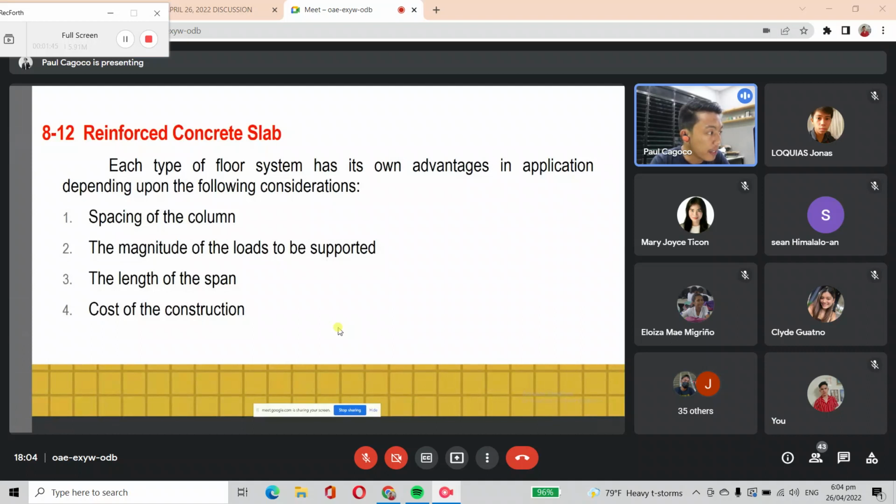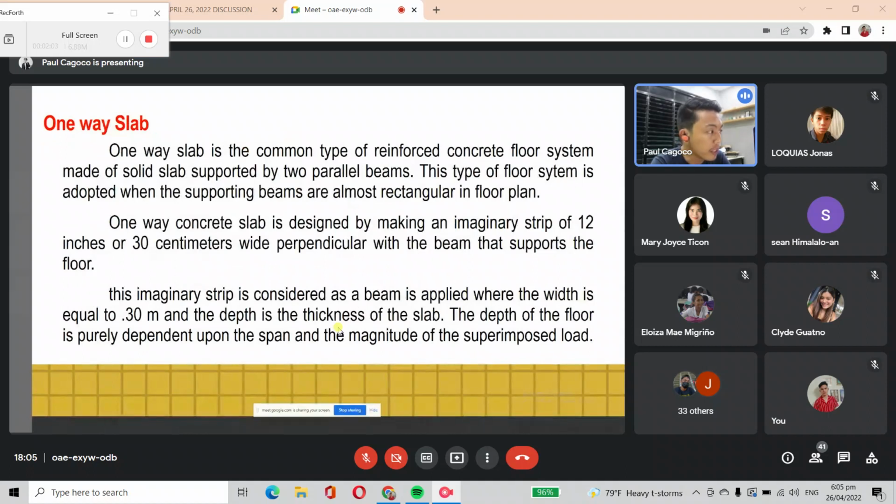Each type of floor system has its own advantages and application depending upon the following considerations: the spacing of the columns, the magnitude of the loads to be supported, the length of the span, and the cost of the construction. The one-way slab is the common type of reinforced concrete floor system made of solid slab supported by two parallel beams. This type of floor system is adapted when the supporting beams are almost rectangular in floor plan. You have to remember the distinction between the one-way and the two-way slab.